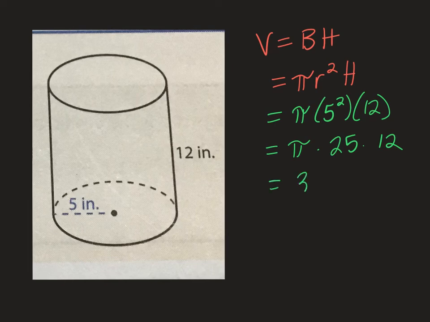So you can write it as 300 pi, or if you just multiply it all out, which I think is what your Desmos calculators do for you, that should give you 942. I just plugged it in with 3.14. If you use the pi button, you might get a couple extra decimal places. So about 942 inches cubed.